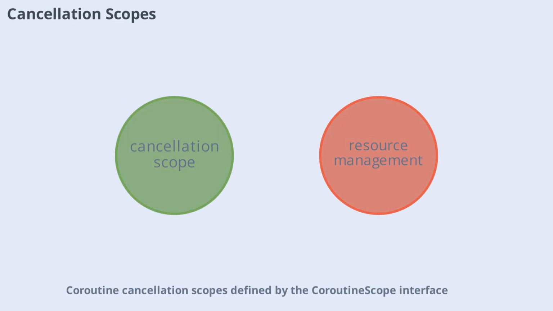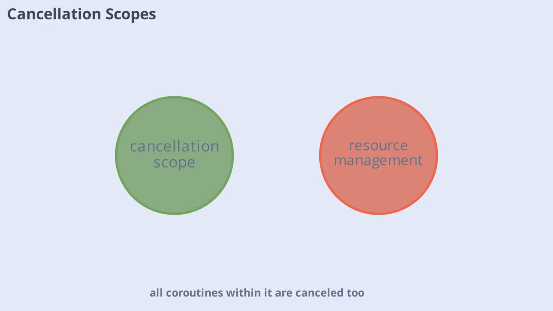Coroutine cancellation scopes defined by the CoroutineScope interface allow you to manage groups of coroutines. When the scope is cancelled, all coroutines within it are cancelled too, ensuring proper cleanup and resource management.